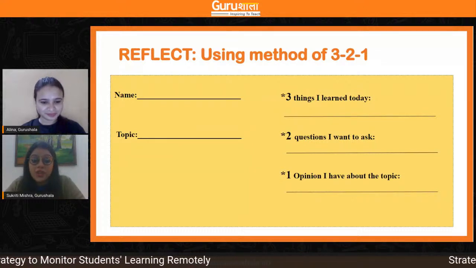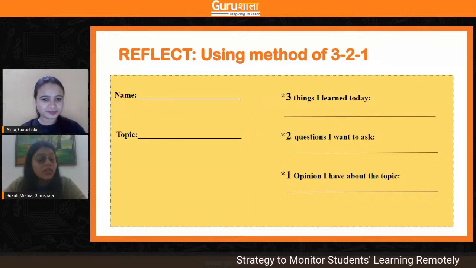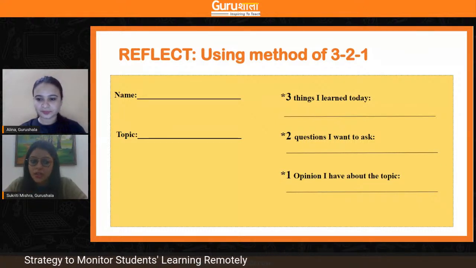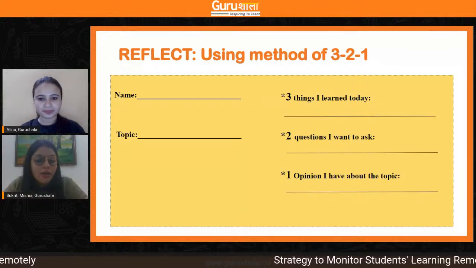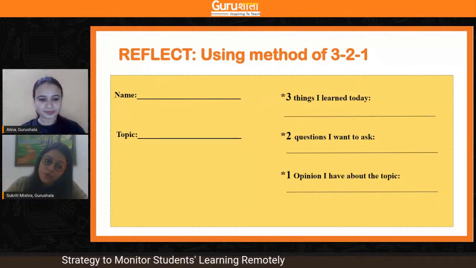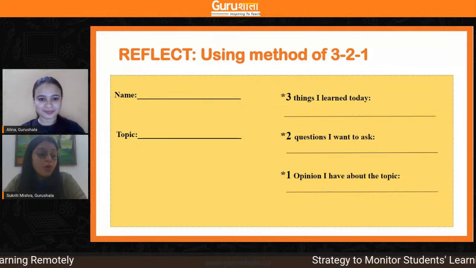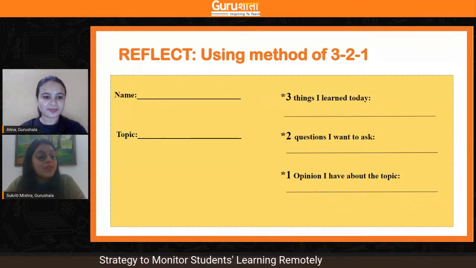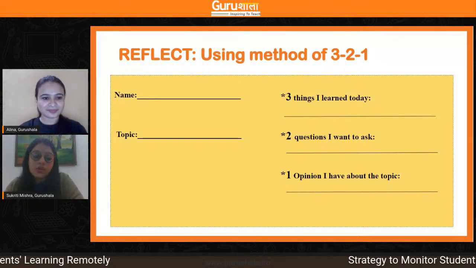So in this 3-2-1 strategy, a student writes down their name and the topic that they have learned, the different subjects they have learned, and then they talk about three things. One is 3 things they learned today, by participating in the project or by studying any concept online. And then 2 questions which they want to ask, because we know that a lot of students may be shy to ask questions in class, or they don't have the time to ask questions while teachers are teaching, but these questions linger in their head, and the more questions of a student that are answered, the more clarity of a concept they get.